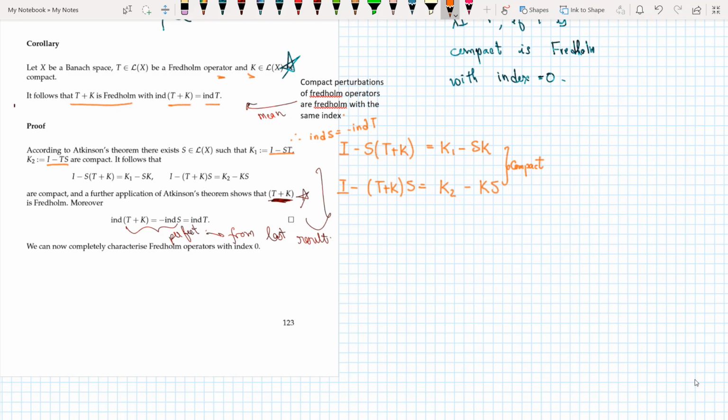We say that let S be a bounded operator such that K1 equals I minus ST, K2 equals I minus TS are compact. Now if you look at this, I just did one thing. I just wrote these two equations as they are. So K1 is I minus ST and minus SK I just added. I just wrote these equations. Now if you look at this equation, this is compact, this is bounded, and I know that K is compact.